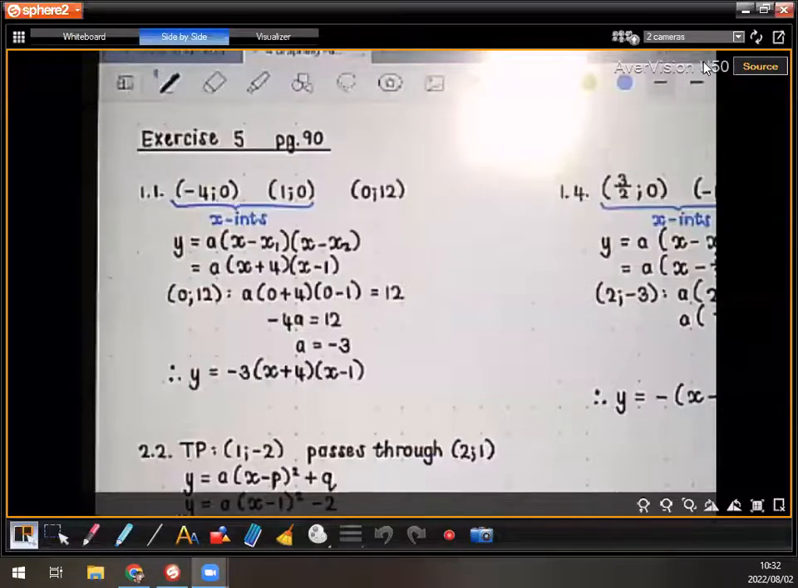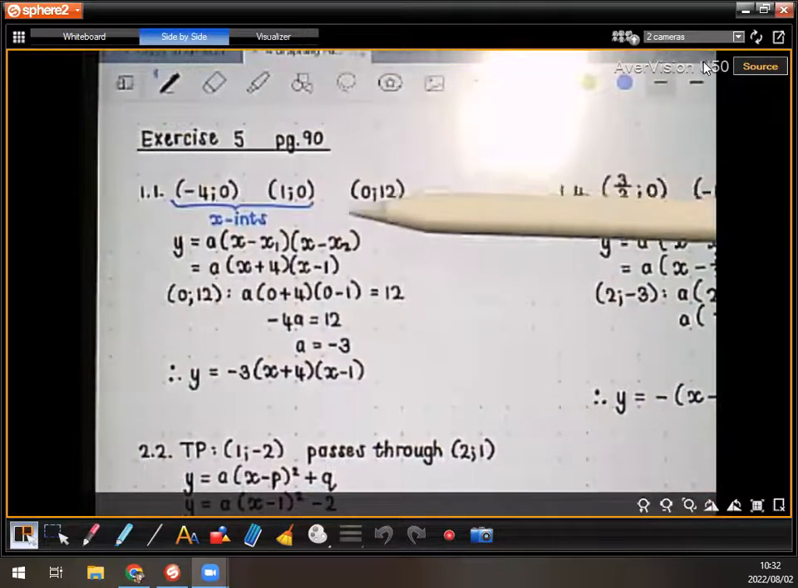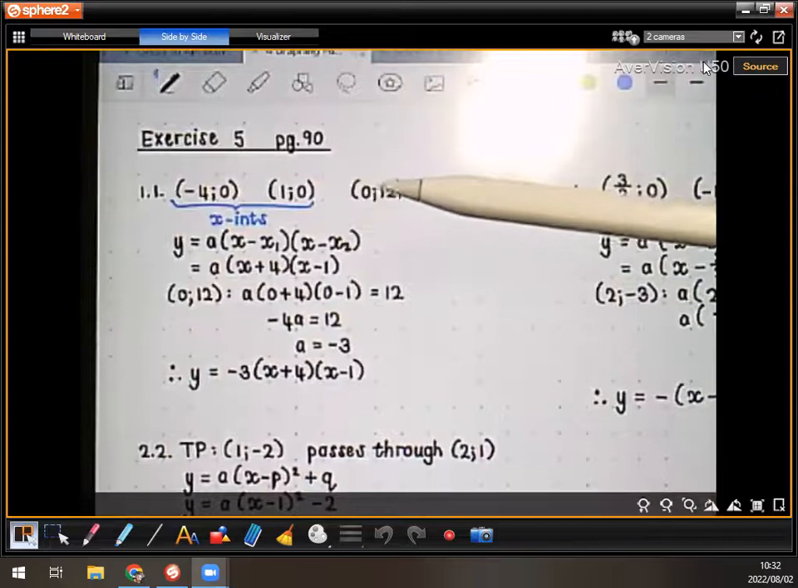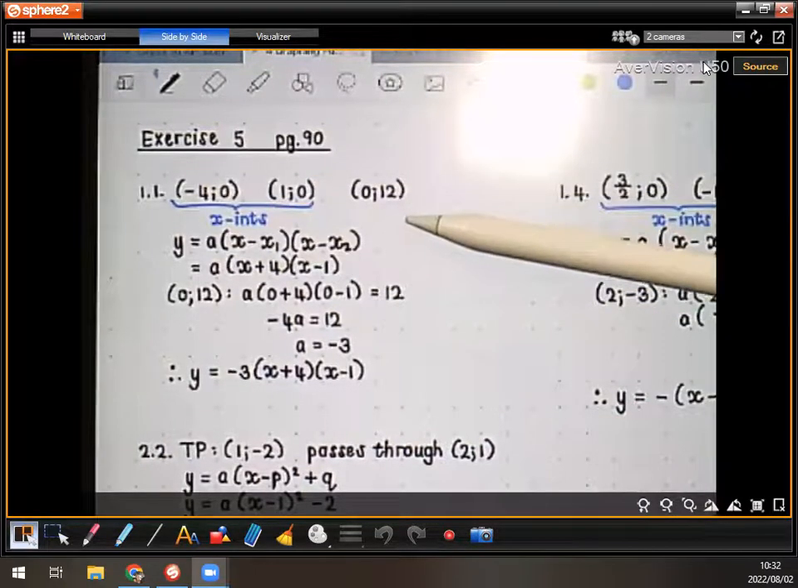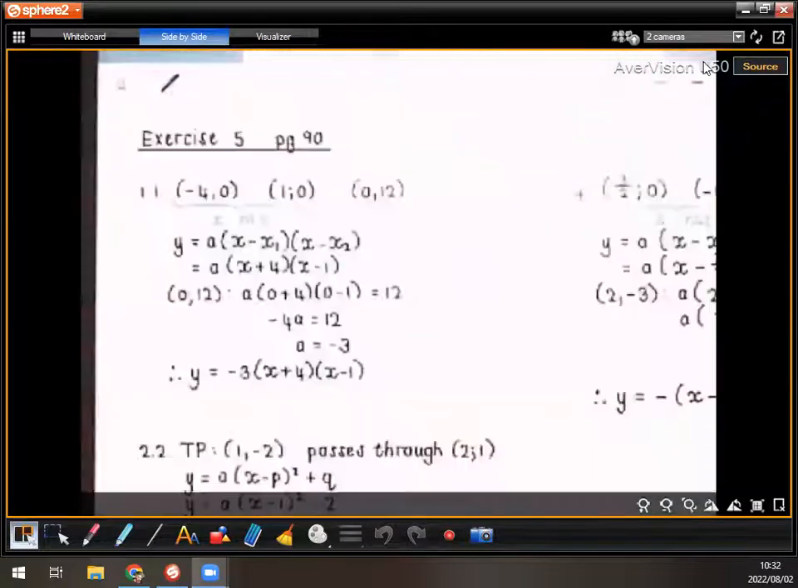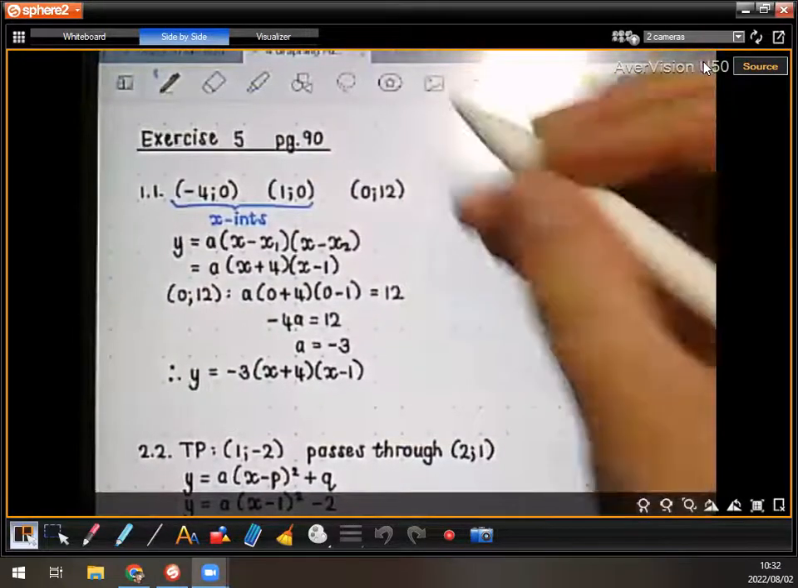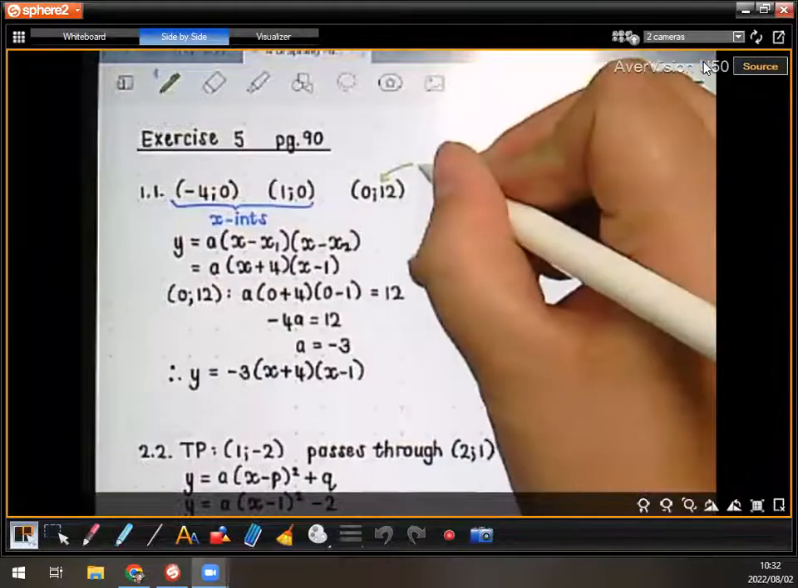Over the for this question. They gave you 3 points and you had to figure out which point those are. Now there was something a little bit confusing about this question in the sense that they gave you the x-intercept, but they also gave you the y, right? You guys notice that this point 0, 12 is actually also the y-intercept.